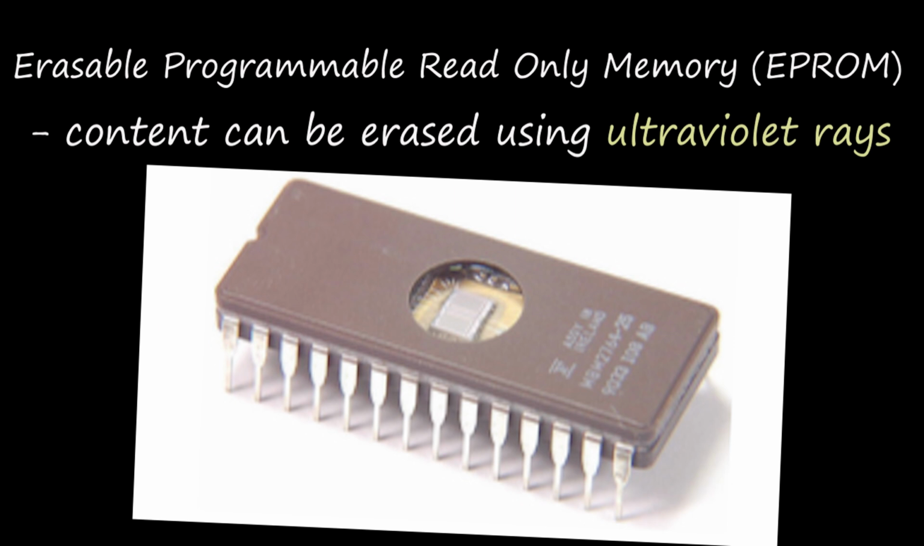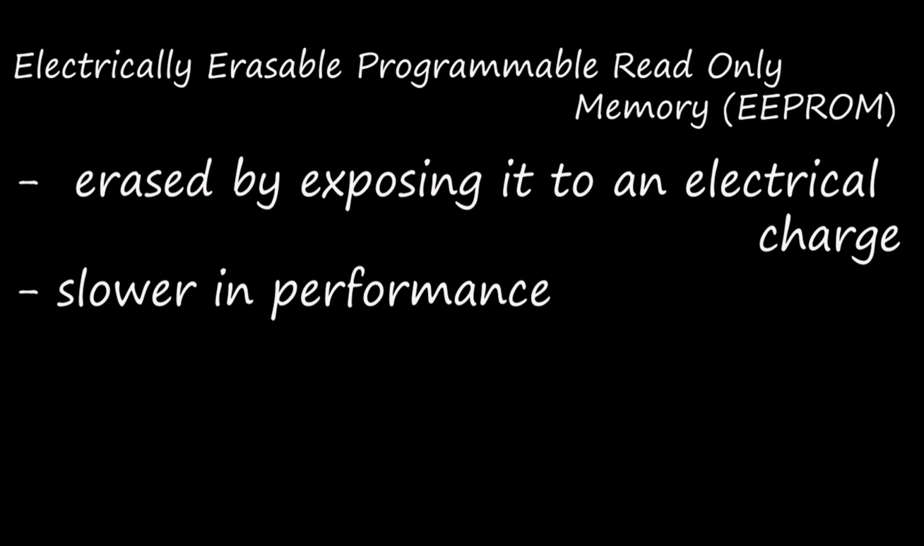The next one is electrically erasable programmable read-only memory. From the word itself you can say electrically erasable programmable read-only memory. It is a programmable read-only memory. Electrically erasable means we can erase the data in this programmable read-only memory by exposing it to an electrical charge. When some electrical charge is applied to this programmable read-only memory, the content here will be deleted. This retains its content even when the power is off.